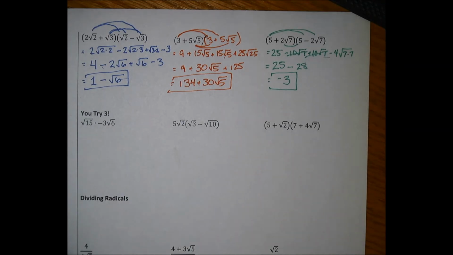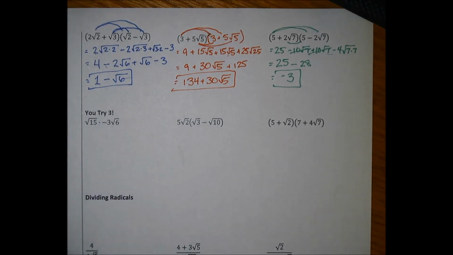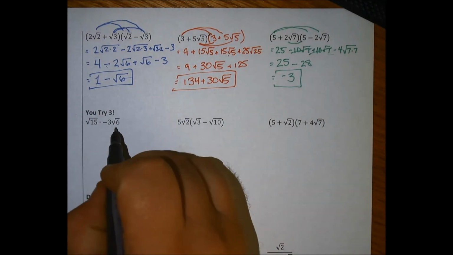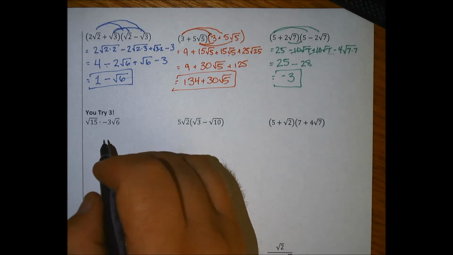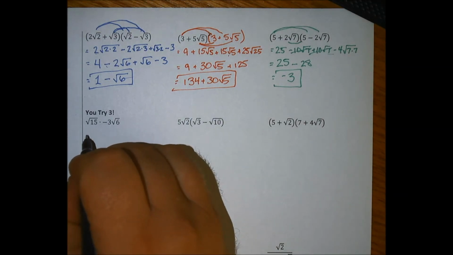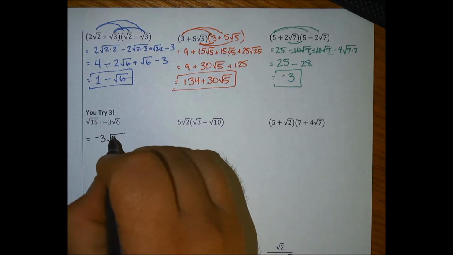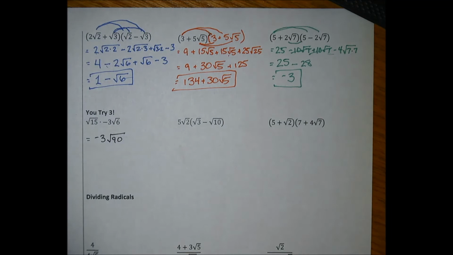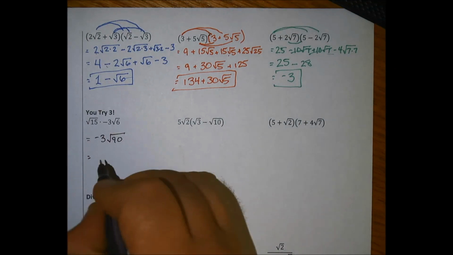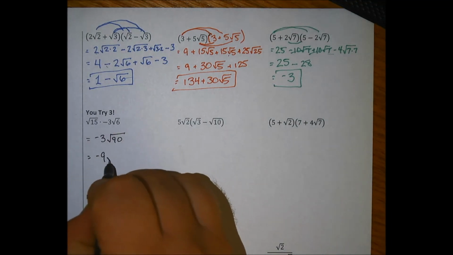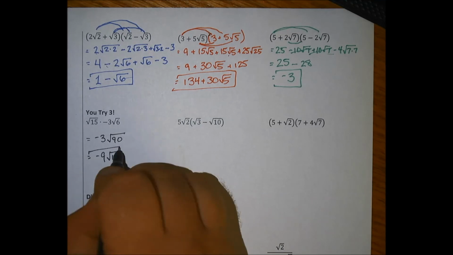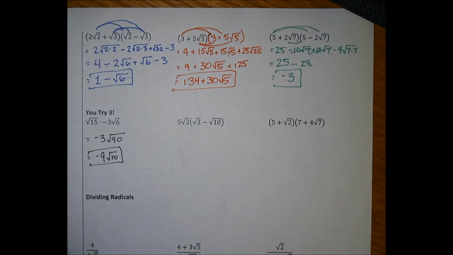Welcome back. Hopefully you had a chance to get those done. And let's see how you did. For the first one, pretty simple. I'm just going to multiply square roots by square roots. It should give you negative 3 square root of 90, which would simplify to negative 9 square roots of 10. I'm skipping a few steps there just to speed things up a little bit.